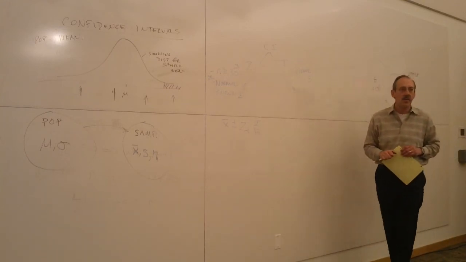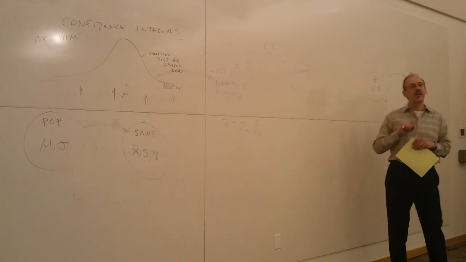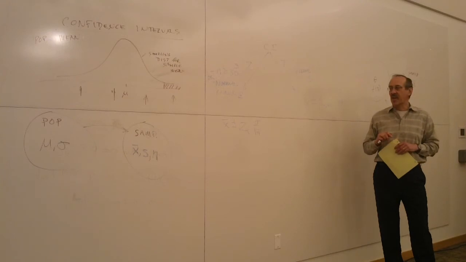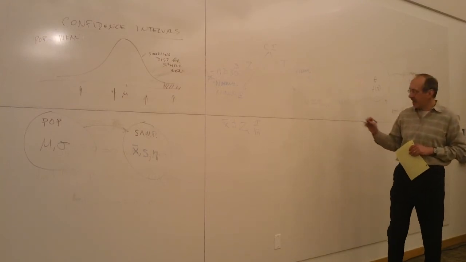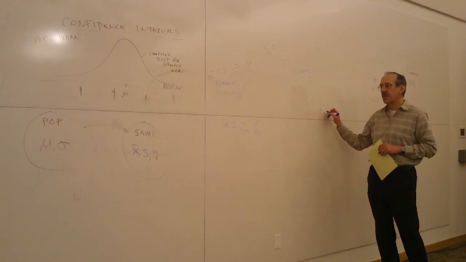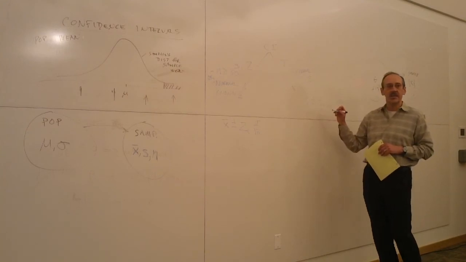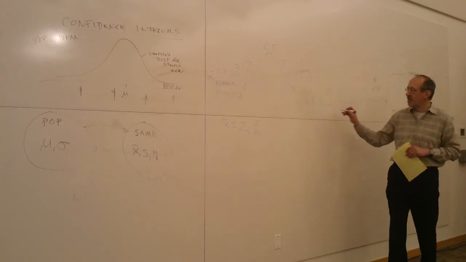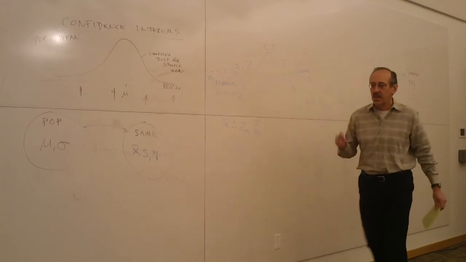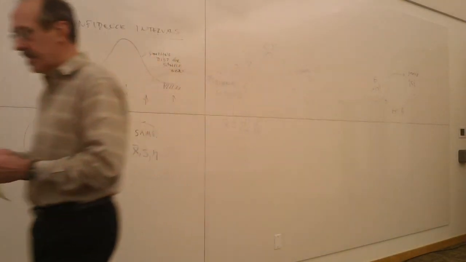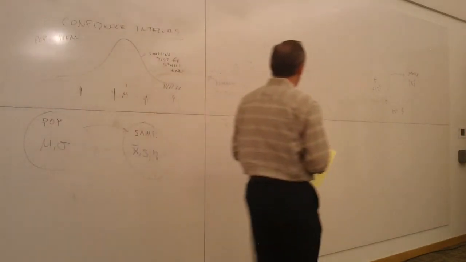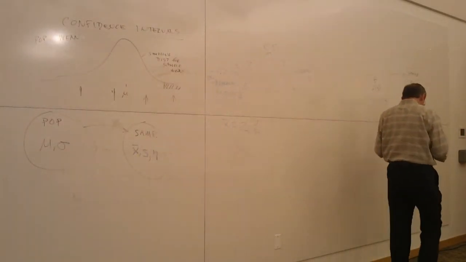Shouldn't that be alpha over 2? Well, would it be? When you're doing two-sided, plus and minus. If it's two-sided, plus and minus, you're right. It's still a confidence interval in this case. So depending, if it's two-sided, you write alpha over 2. Otherwise, use alpha.